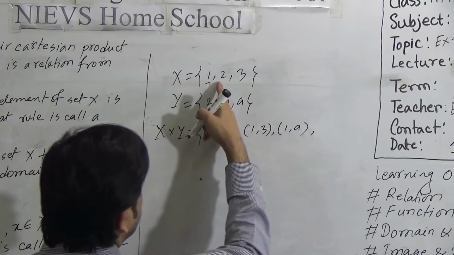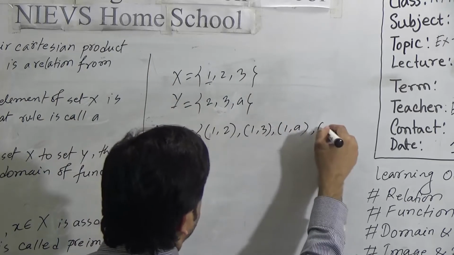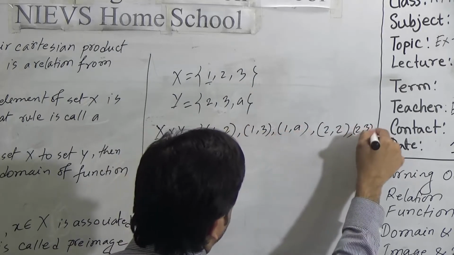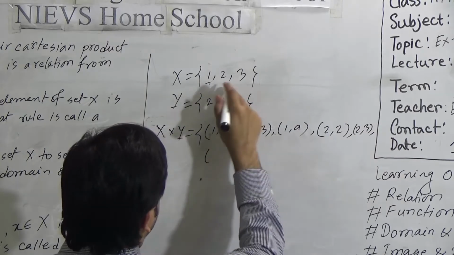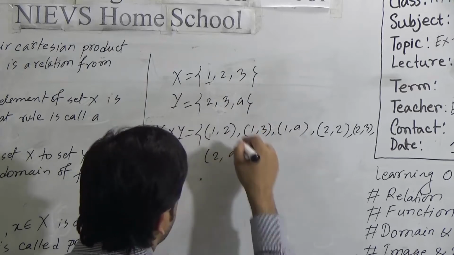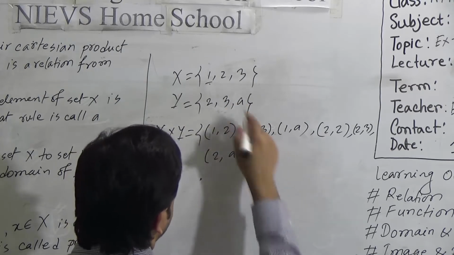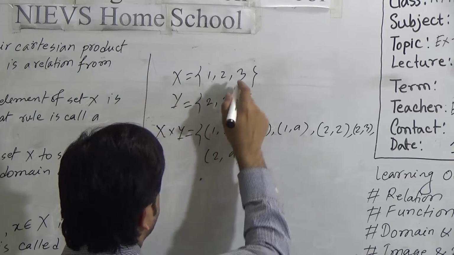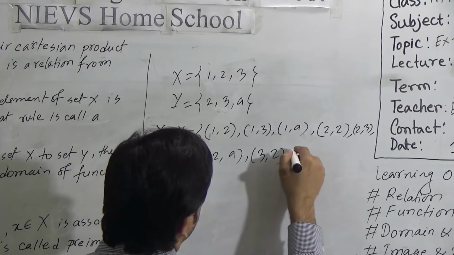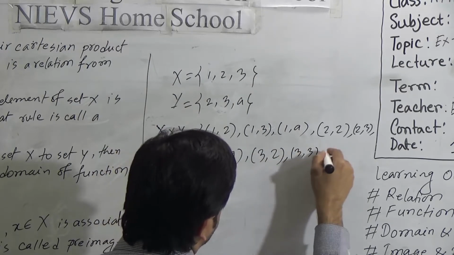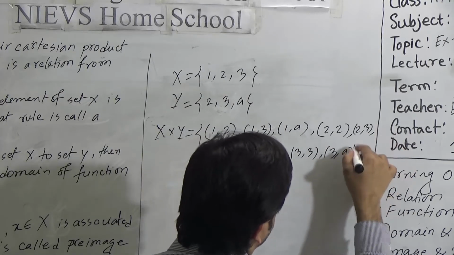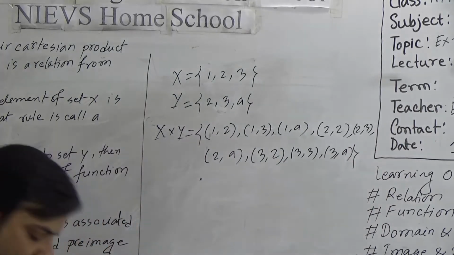For 2 we will get these three ordered pairs: (2, 2), (2, 3), and (2, a). Now take another, 3. For 3 we will get the ordered pairs (3, 2), (3, 3), and (3, a). This is the Cartesian product set of set X and Y.